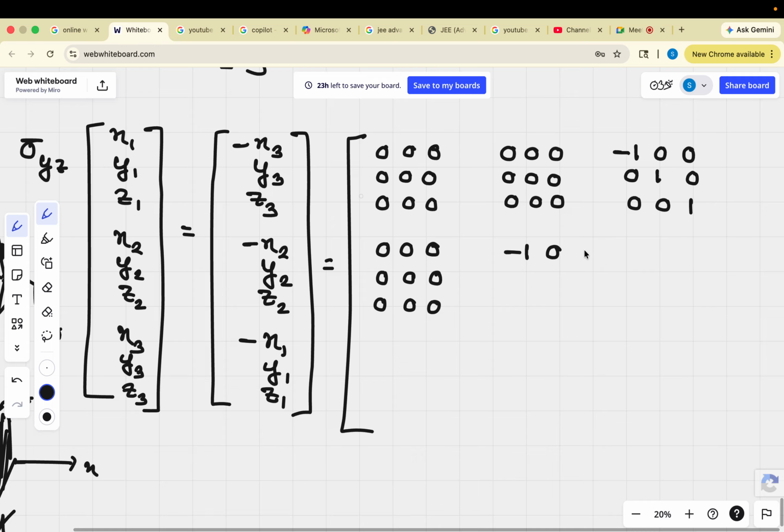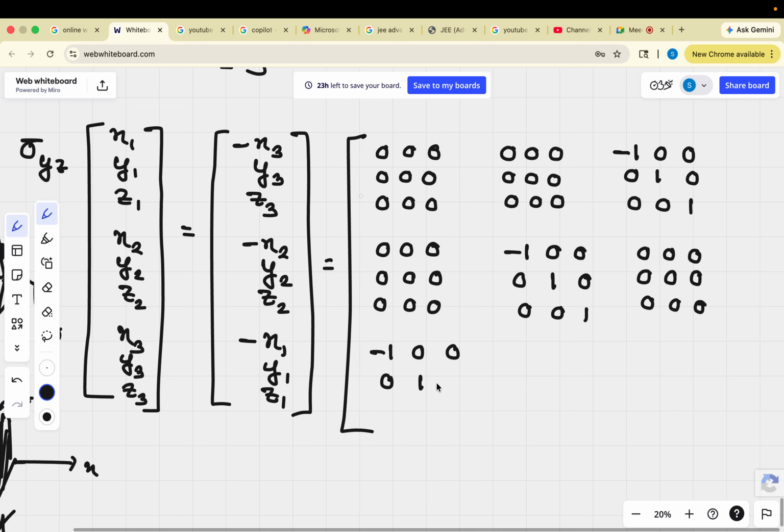Minus 1 0 0. Y2 will be what? 0 1 0, and z2 will be 0 0 1. No x3 y3 z3, so keep it like this. Keep it like this. Next you have minus x1, so it will be minus 1 0 0.